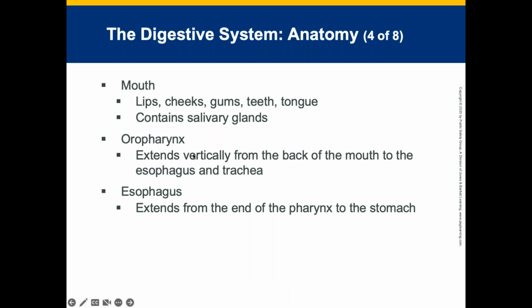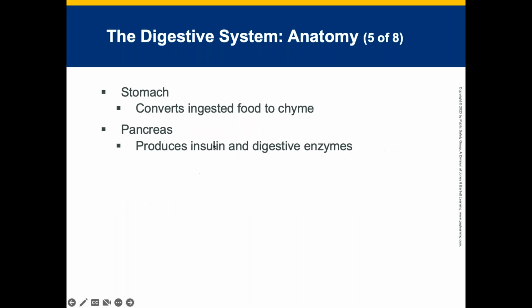The mouth consists of lips, cheeks, gums, and the tongue. And mucous membranes lie between the mouth. Remember that mucous membranes are very important to assess, to see changes in color. The oropharynx extends vertically from the back of the mouth to the esophagus and the trachea, and the esophagus extends from the end of the pharynx into the stomach. And a lot of this stuff is review.